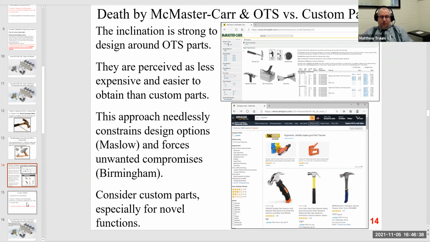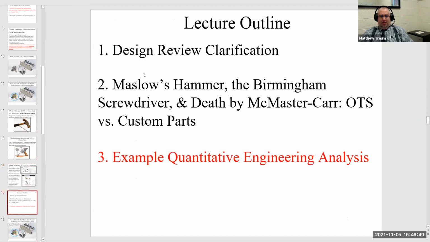So that's really what I want to say about Maslow's hammer, Birmingham screwdriver, and death by McMaster-Carr. So let me pause there before we transition to the third part and ask if anyone has questions about those ideas. None? Good to go? Okay.